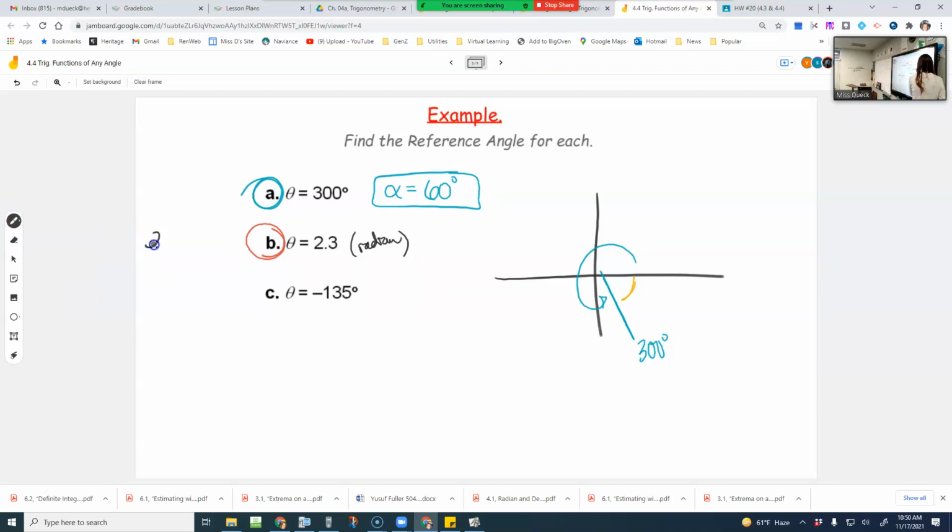We could multiply by the conversion factor, 180 over pi or pi over 180. Where do I need the degrees? I got it. Hold on, don't tell me yet though. And we're going to get from Ryan in just a second what that is. I need the degrees, so it's 2.3 times 180 divided by pi. That will give me how many degrees this is, so I have an idea.